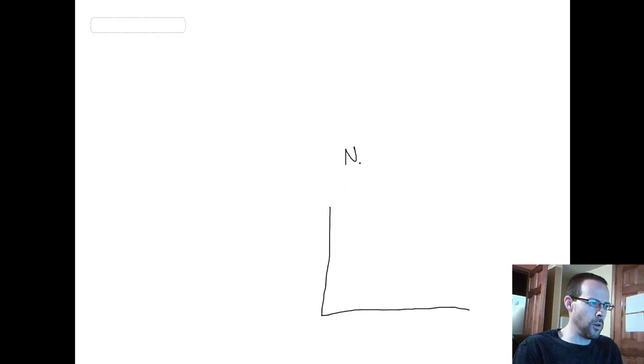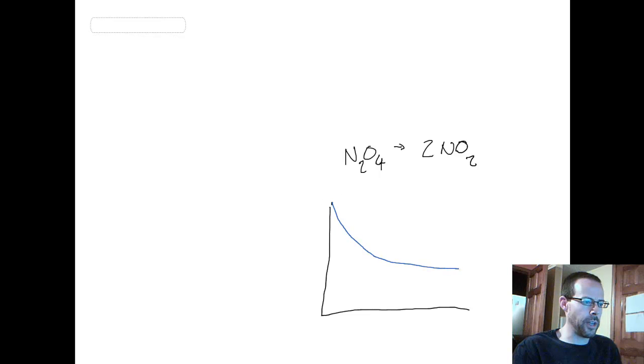Let's say N2O4 turns into 2 NO2s. Alright, so we have N2O4 at the beginning, and we're just going to do this maybe in blue for N2O4. And it reacts, and as it reacts, it starts slowing down and slowing down and slowing down. So this might be over here our concentration on the y-axis, and our concentration we can write with brackets. And then down here we'll just say on the x-axis is time.